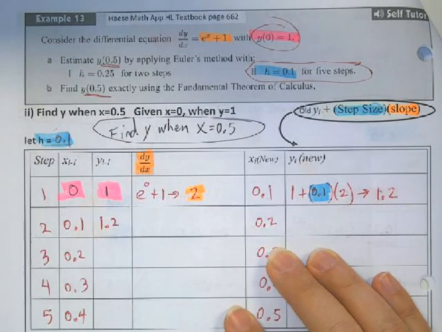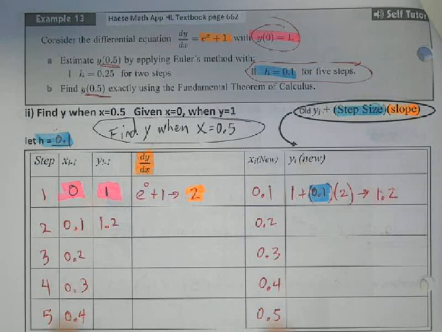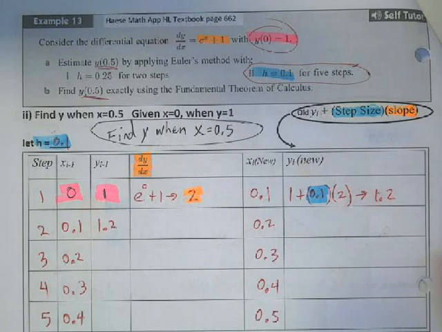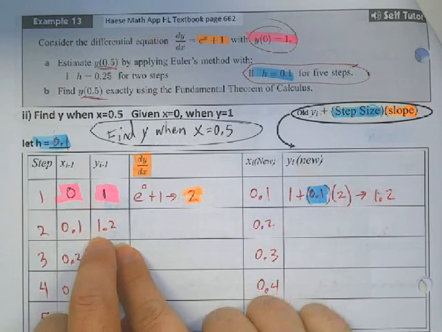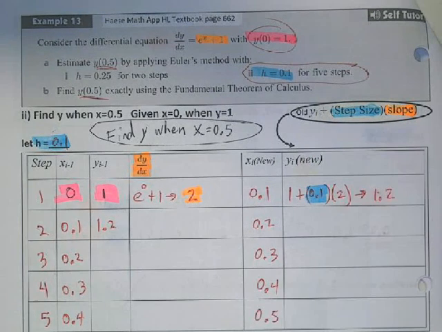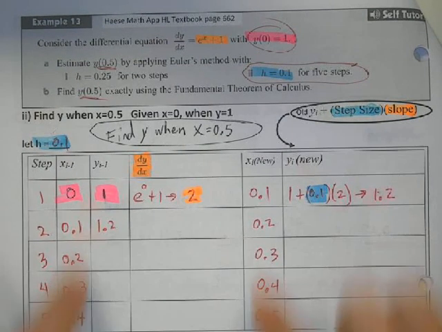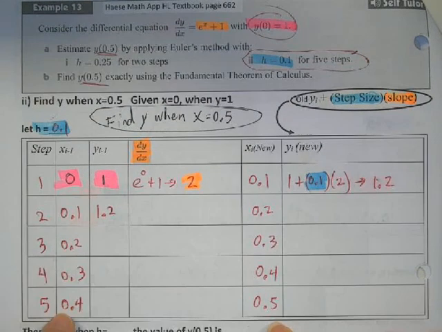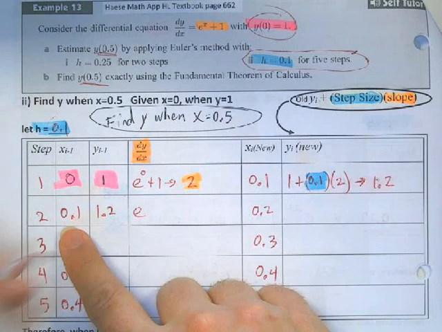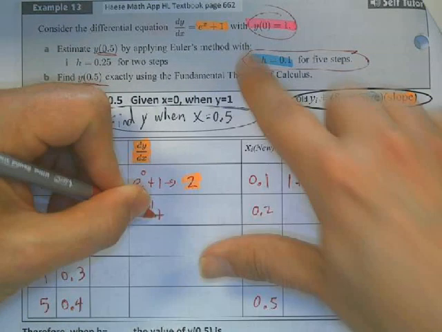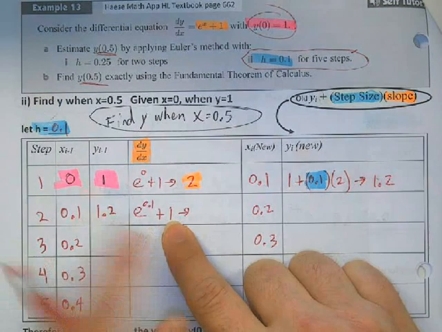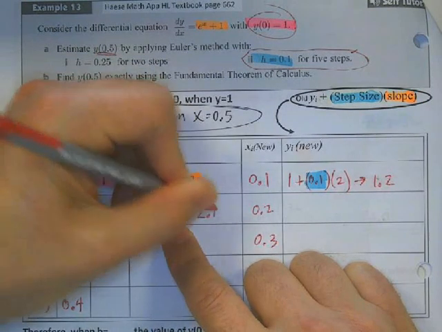These are the only columns, the x ones, that we can just fill in like this. Everything else, the next y, has to be affected by the slope and the old y. So these are the only columns that I can fill in advance. Once again, my slope formula is e to the x plus 1, where x here is 0.1. If I do e to the 0.1 plus 1 on my calculator, I'm going to get 2.105.